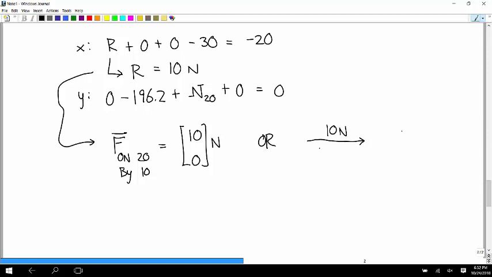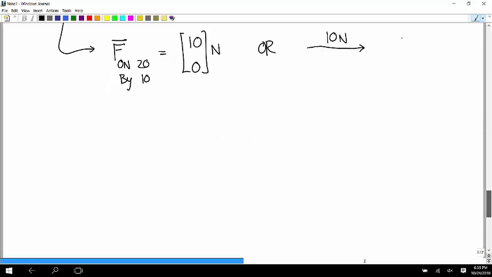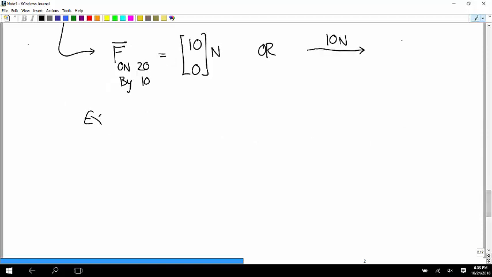Any other questions about this problem? Okay, let's do one more example.